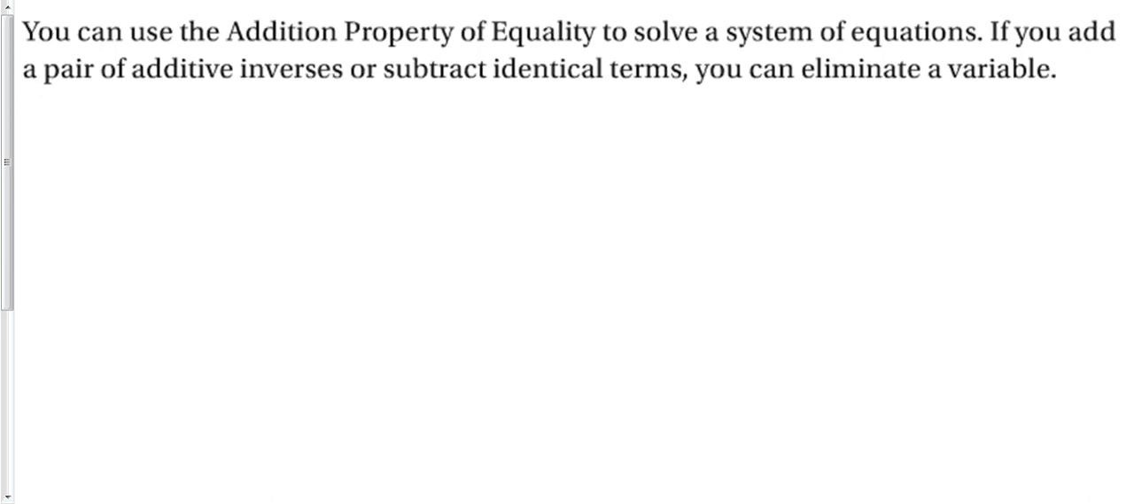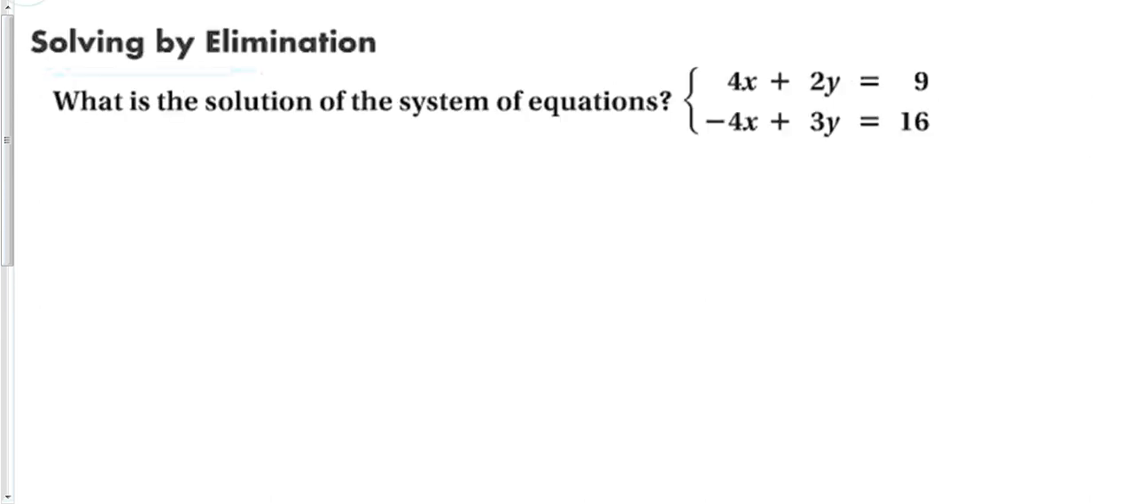My point is to get rid of one of the variables. In this equation right here, there is no letter by itself. There's no variable with a coefficient of 1. So it doesn't make sense to try to isolate a variable and use substitution. So in this case, we're going to try to use elimination. So we are going to add these two equations together.